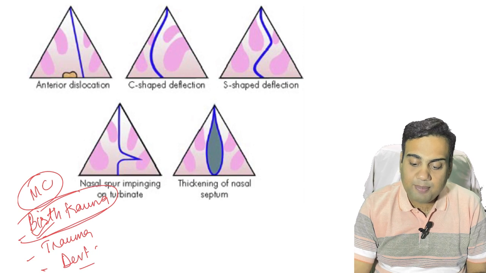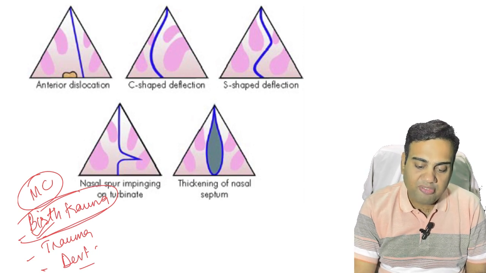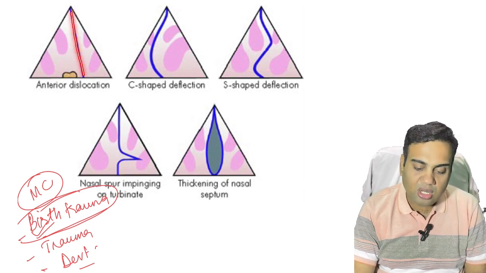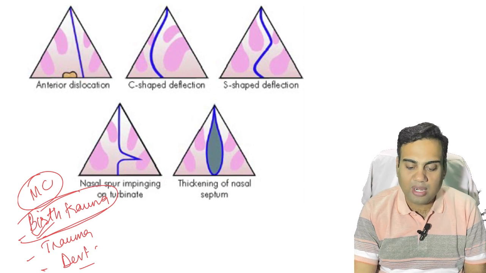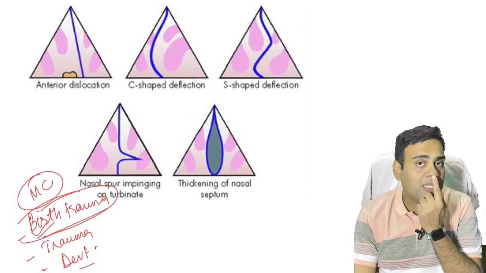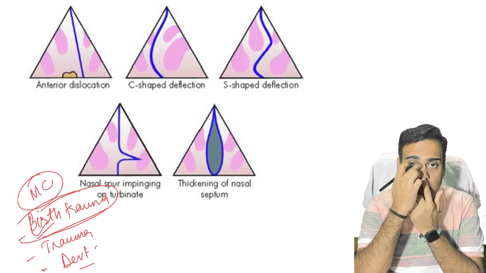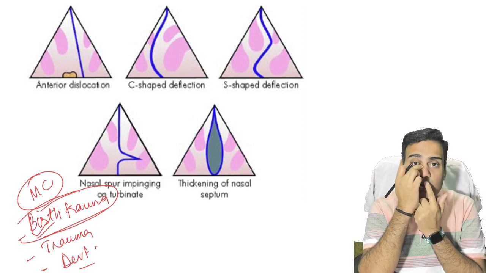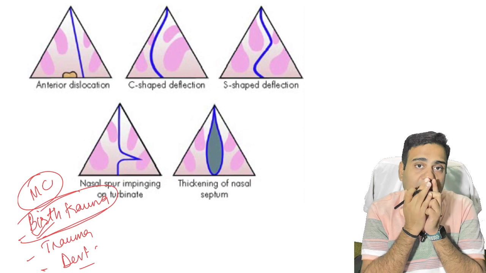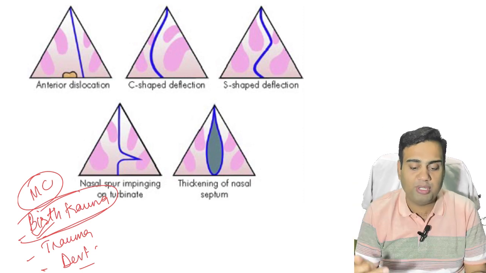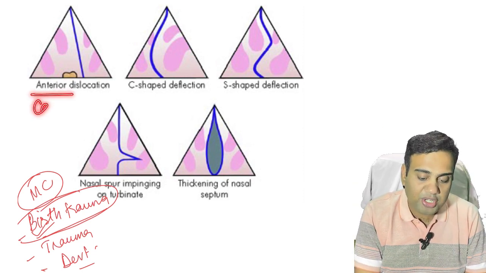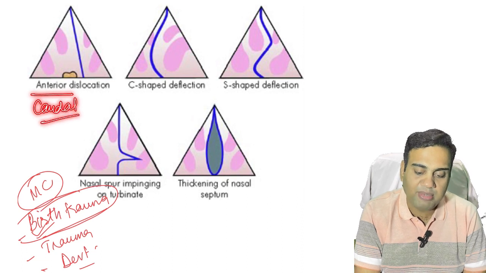Now, what are the different types of deviations that you can have? The first type that we are seeing over here is called caudal dislocation or anterior dislocation. Remember, this is the anterior part of the nose, this is the posterior part of the nose, but the posterior part of the nose is a little higher. So we say anterior inferior and posterior superior. So we also call this anterior dislocation and caudal dislocation.